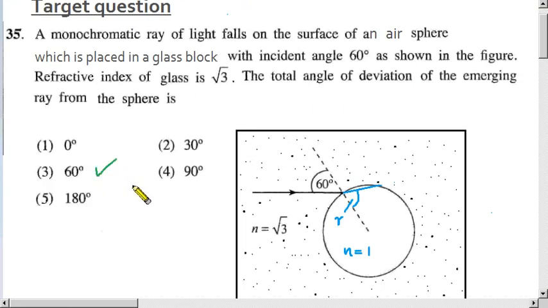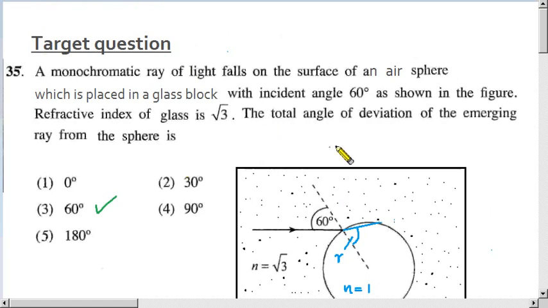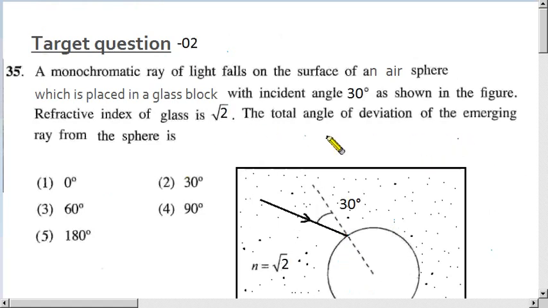So let us go to another target question again. So now children, I have designed another target question for you. So I have altered a few things. You can try this. A monochromatic ray of light falls on the surface of an air sphere which is placed in a glass block with the incident angle 30 degrees. So I have changed it from 60 to 30 as shown in the figure.